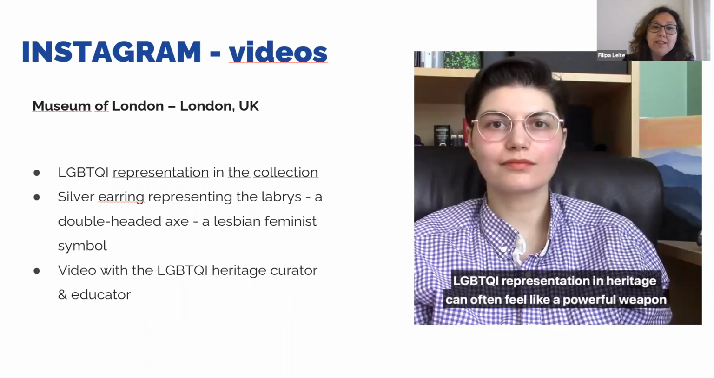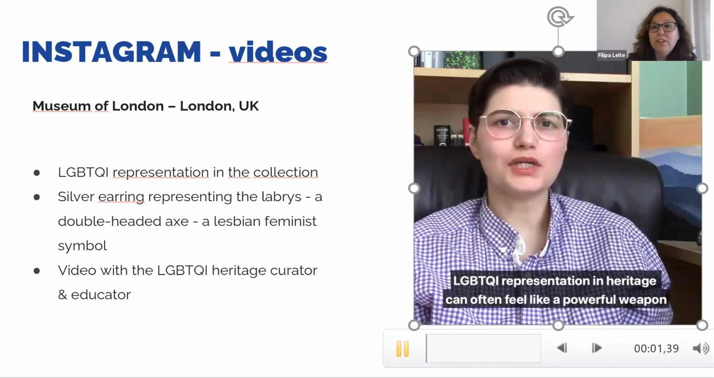In February, in its story of the month, the Museum of London presented a video featuring a 1999 silver earring representing the Labrys, a double-headed axe, a lesbian feminist symbol associated with strength and self-reliance, related with women, goddesses, and warriors, women. On this video, we can see the LGBTQI heritage curator and educator speaking. Let's watch a little bit about this LGBTQIA video.